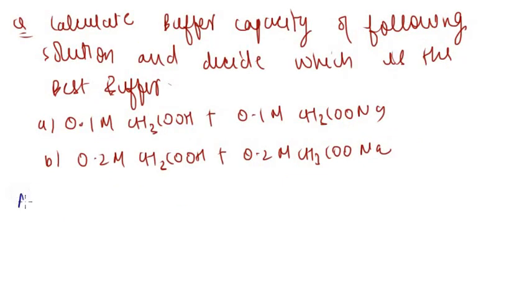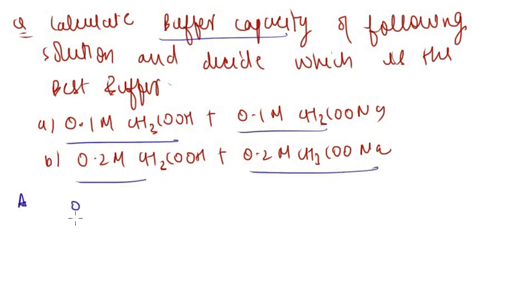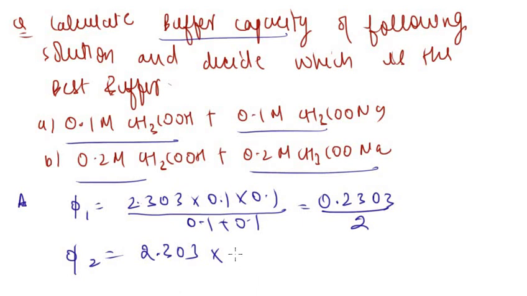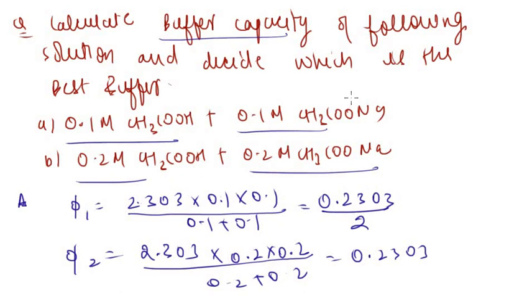Now we have a question. We have to calculate the buffer capacity of the solutions and decide which is the best buffer. So A is this acid and sodium acetate. So phi 1, the buffer capacity of 1, is 2.303 into 0.1 into 0.1 divided by 0.1 plus 0.1, and that comes down to 0.2303 divided by 2. And buffer 2 is 2.303 into 0.2 into 0.2 over 0.2 plus 0.2, so that comes to 0.2303. So the buffer capacity of the second one is more. So the second will be the best buffer.